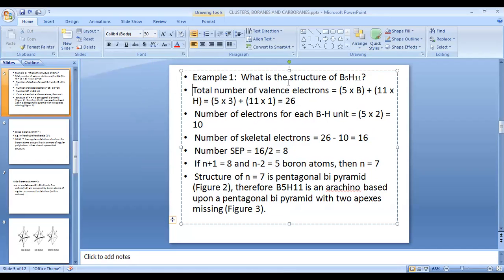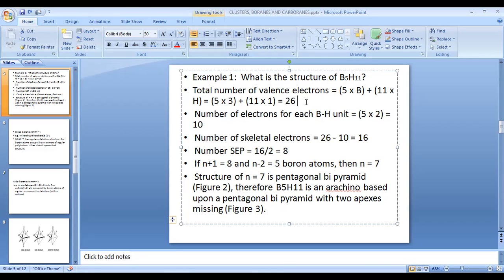Example one: what is the structure of B5H11? The first step is to calculate the total number of valence electrons. That is 5 times the boron valence plus 11 times the hydrogen valence. Each boron contributes 3 valence electrons, and each hydrogen contributes 1. So 5 times 3 plus 11 times 1, in total 26.